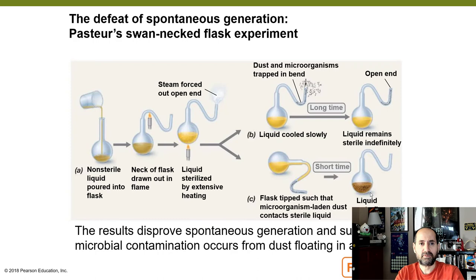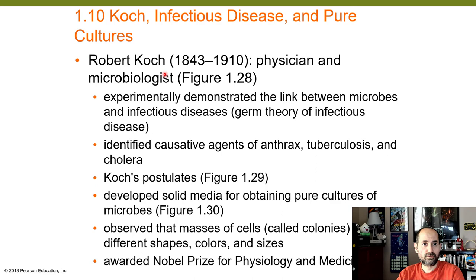All right, another superstar in the field of microbiology, another founder of the field, is Robert Koch, a physician and microbiologist. What he's best known for is establishing a link between specific microbes and the infectious diseases that they cause. This is done by his famous four postulates, known as Koch's postulates. We're going to go over these postulates and how they work.